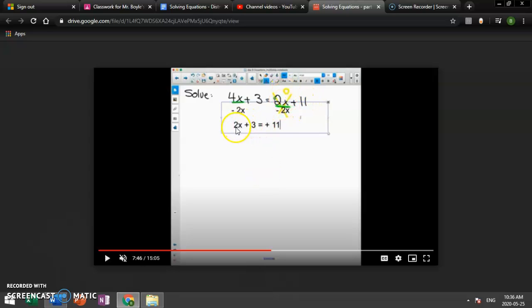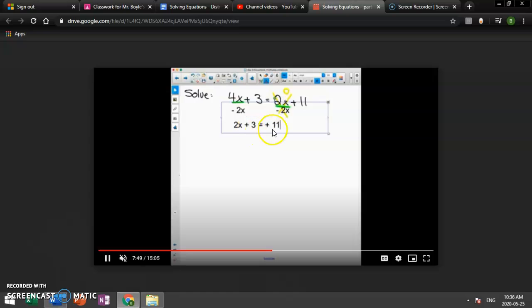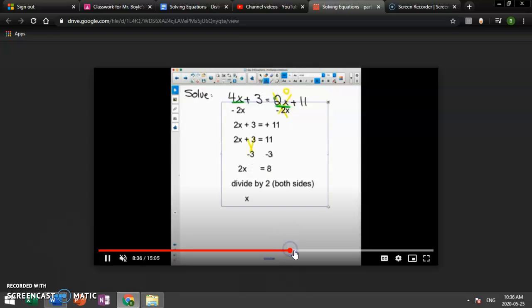And now, once you have an equation like that, you know how to solve stuff like that. We've done it already, right? So all you have to do is subtract 3 from both sides. That's step 1. 11 minus 3 is 8. So we have 2x equals 8. Divide both sides by 2. x equals 4.